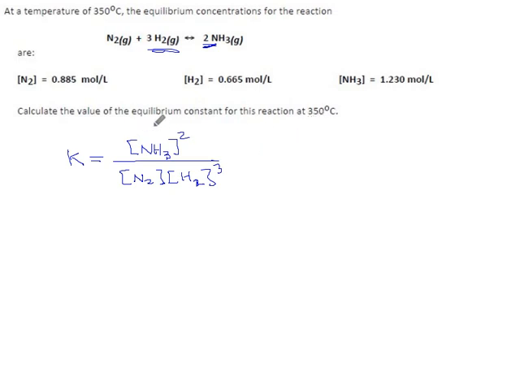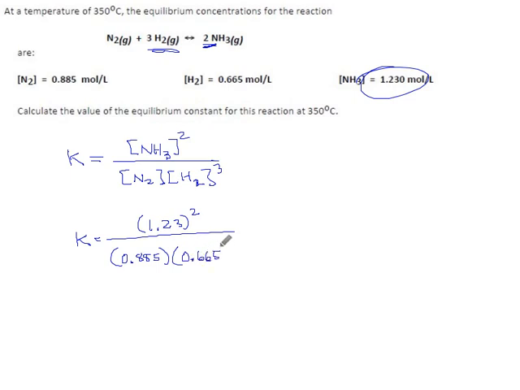And they tell us they got this system to equilibrium and found the ammonia was 1.23. I'm going to switch to round brackets just to prove that you can. So our K is 1.23 over nitrogen 0.885 and hydrogen is 0.665, and that's to the third power.